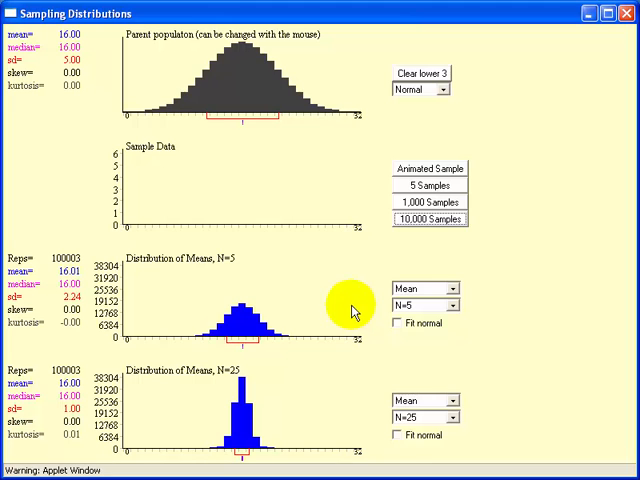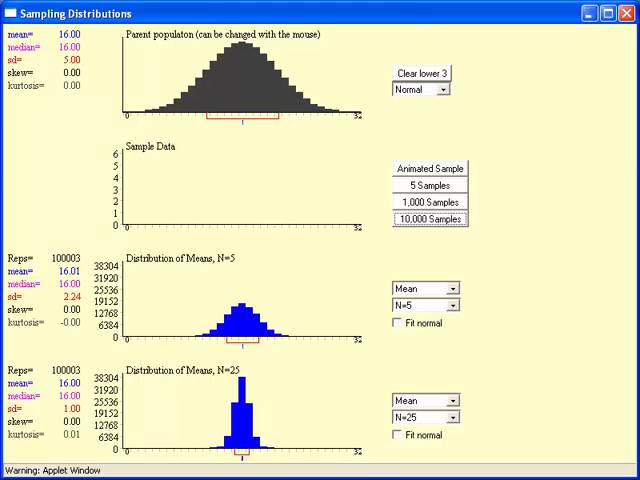The thing with sampling distributions for the sample mean is the mean of all the sample means should be equal to the population mean. So that's easy to check. Population mean is 16. The mean of all these sample means is very, very close to 16. And this is right on. So that's true. But notice the difference in spread amongst all three of these.